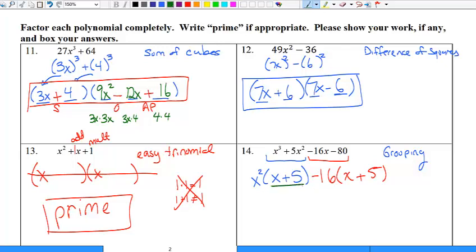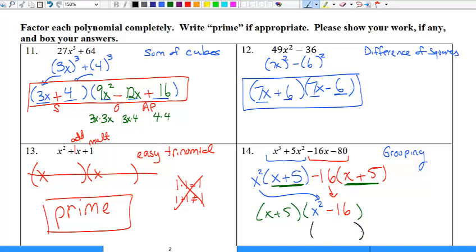Looking at the two groups, it looks like x plus 5 is a common factor. So we have x plus 5. In the second group, I have the x squared from the blue group left over, the minus 16 from the red group. And if I box this and say I'm done, then I've missed something. What did I miss here? Well, the x squared, because it has a square in it, it's possible I could factor some more.